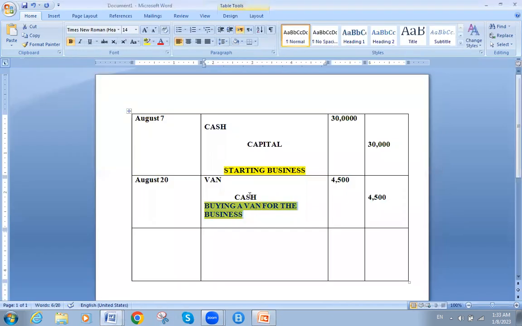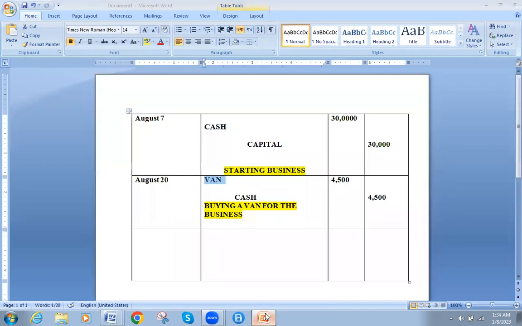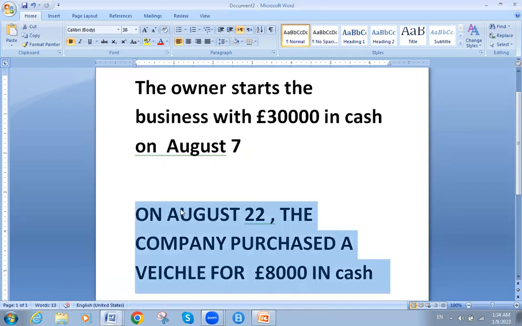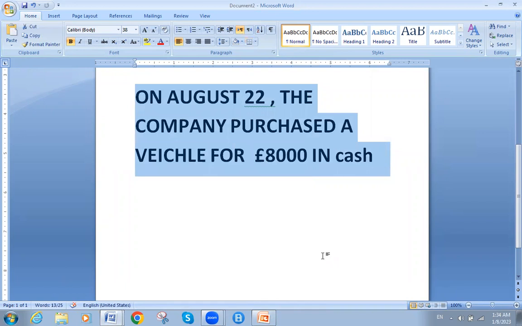Again, the cash here is credit because the value of the cash is reduced, while the van is debit, because an increase in assets will make it debit. Increase in an asset makes it debit. So that's why we did it this way. Now the third thing, from cash to capital and from van to cash. I will leave it for you right now about 5 minutes, and I want you guys to work on this.